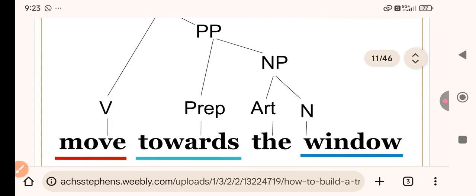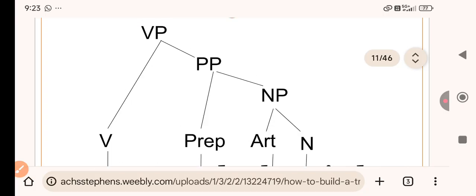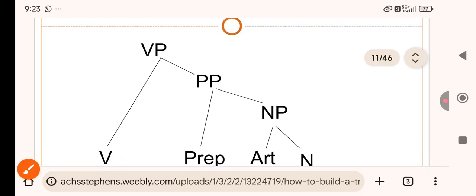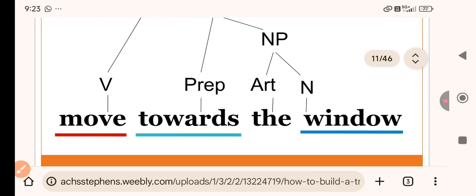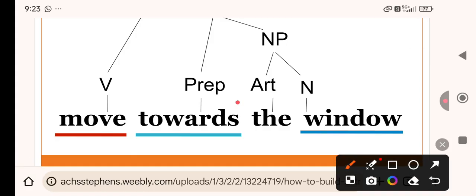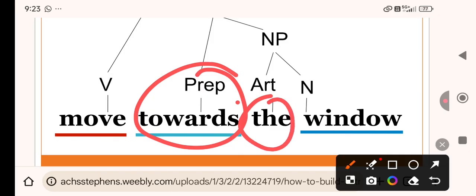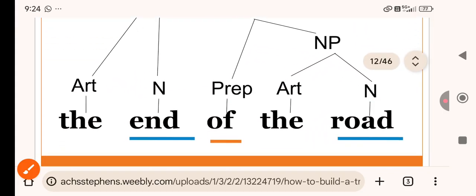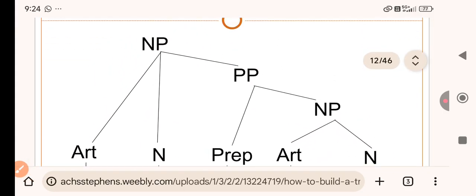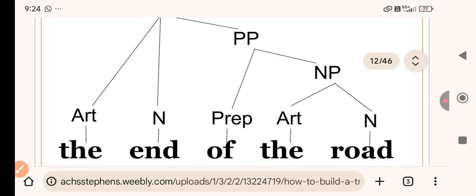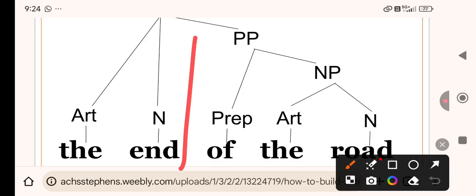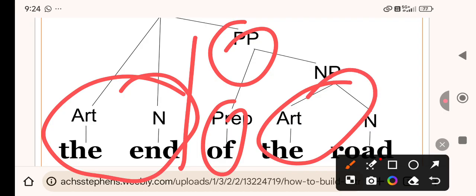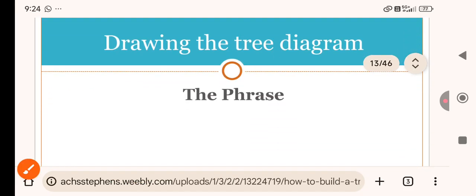Now next is move towards the window. Why is it a phrase? Because move is the verb, so that will be known as a verb phrase. Now move will be dropped, and towards is a preposition, so a prepositional phrase. And then the window, that's a noun phrase. Very simple. Then moving to the next, the end of the road. Here there is no verb, no action. So the end, the same, then the prepositional phrase of, a preposition, and that is a noun phrase.